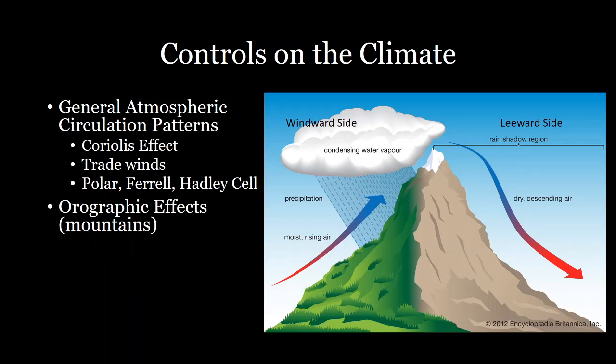Another big control on the climate is orography, or mountains. Orographic effects can have a big impact on where water is distributed, because as a cloud moves closer to a mountain, it's going to rise, and the moisture that's caught up in that cloud won't be able to hold its moisture as much, and it's going to rain out as it rises. And so the windward side, which is the side where the clouds are coming from, is going to be wetter, whereas the leeward side, where you have a rain shadow, you have descending air, and it tends to be fairly dry.